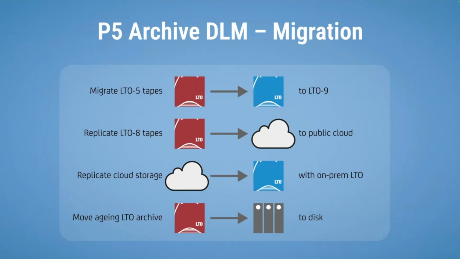You might want to go the other way. You might want to go cloud back to on-prem because you're fed up of paying for the cloud and you've got lots of storage. Or you might want to go LTO to disk if you've got lots of disk storage. So the Data Mover piece is migration or replication. So that's moving or copying from one place to another place, whether it's different tapes or different types of storage.